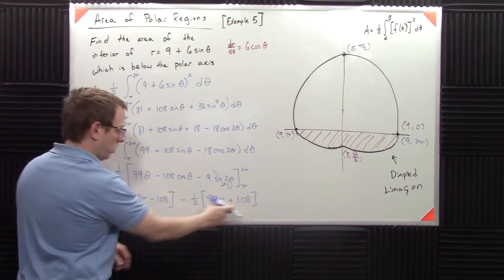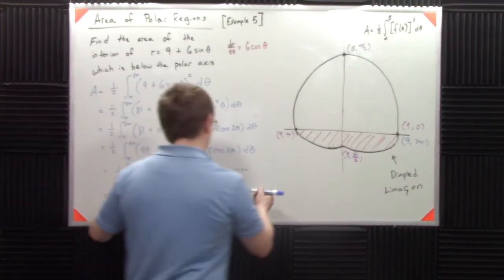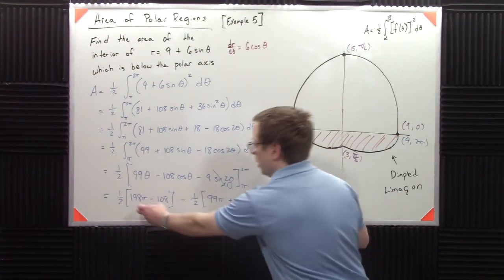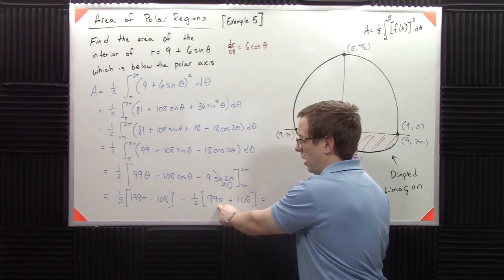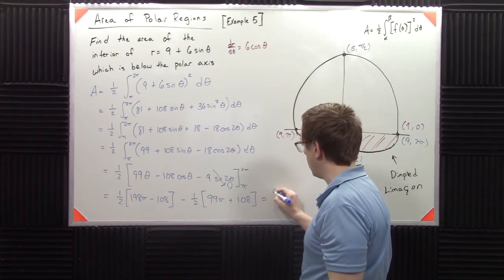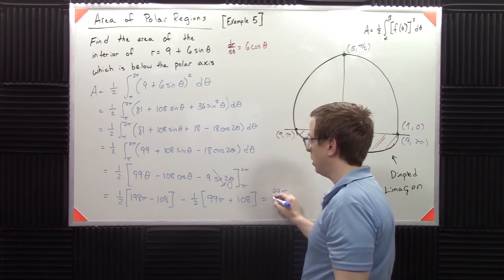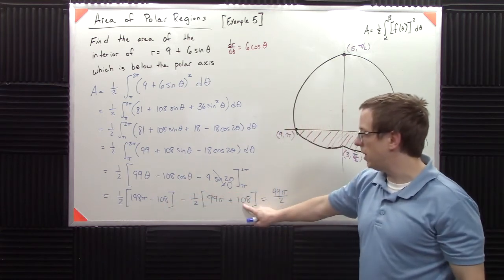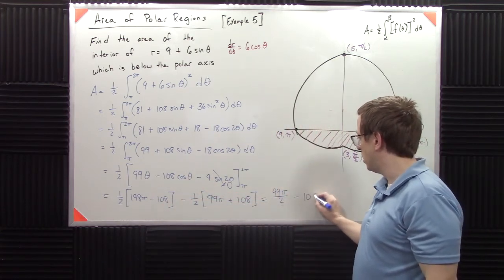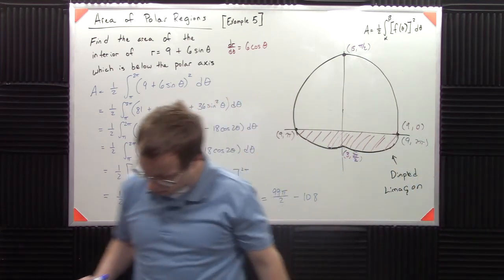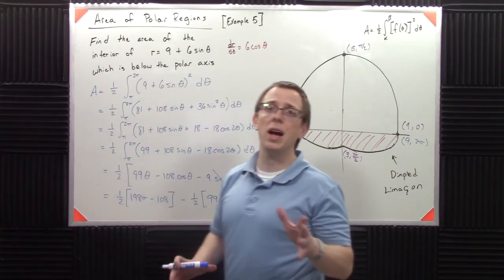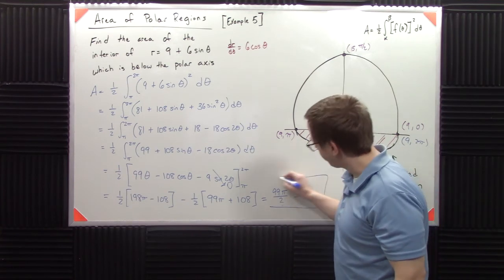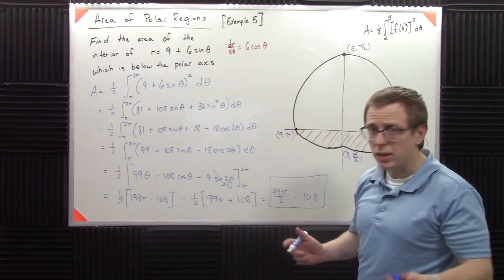So these cancel. So then I have, so this minus that is 99 pi, but it's 1/2. So it's 99 pi over 2. And this is 108, and that's 108 minus 99 pi over 2 minus 108. Sorry, I had to check. Just 99 pi over 2 minus 108. Now, that is the right answer.